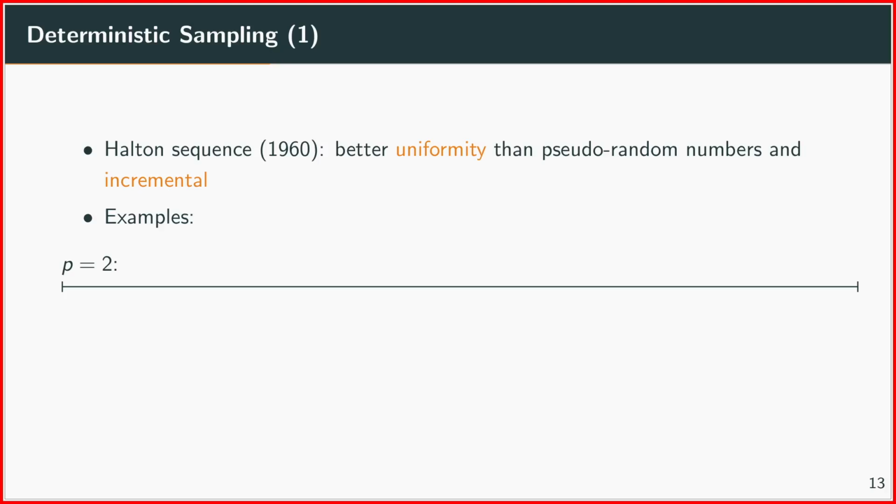Okay, another idea I want to show you is deterministic samplers. One of the most important deterministic samplers is the Halton sampler, or the Halton sequence. This was invented in 1960. It gives you better uniformity compared to pseudo-random numbers, and it is also incremental. Here is an example of how the Halton sequence would sample a line segment.